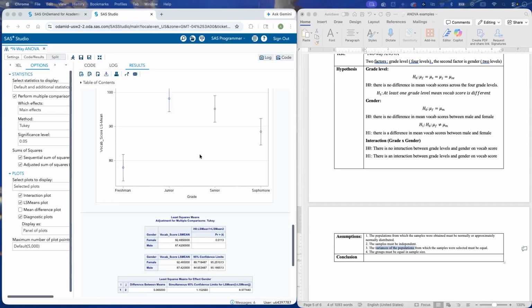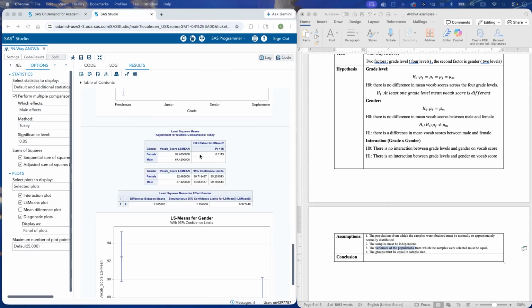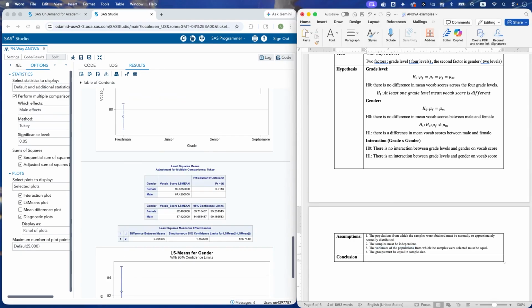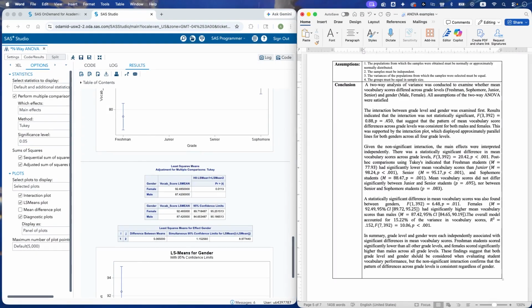To write the conclusion, we have to write a very long conclusion, so I'm going to pause. It takes a long time to write. Then I'm going to just show you the very last product. Okay, so this is the conclusion.